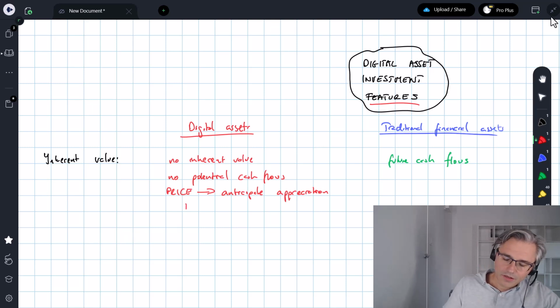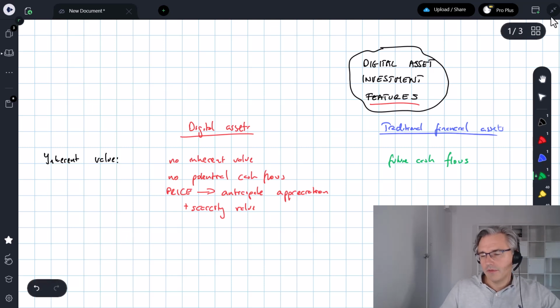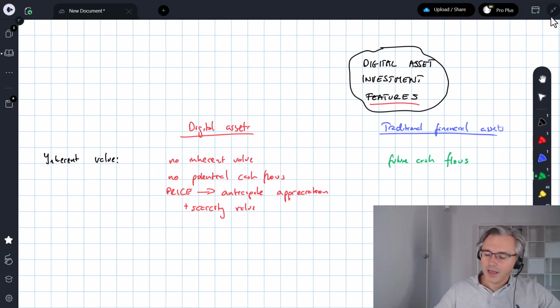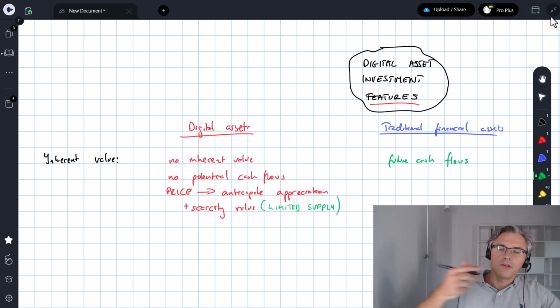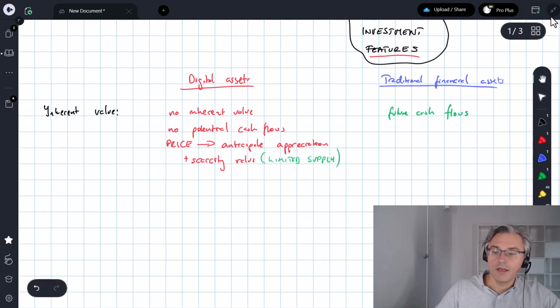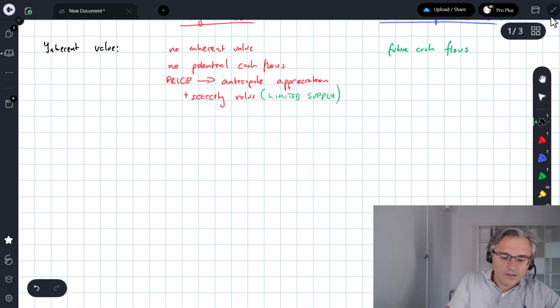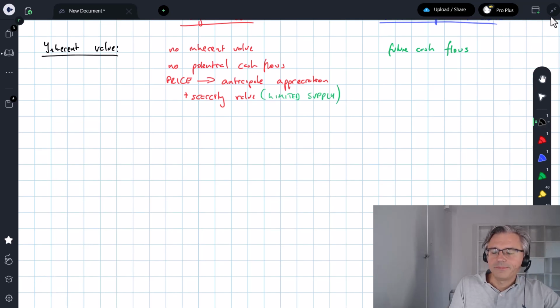And there is also something called scarcity value, which is due to the fact that many cryptocurrencies have an inbuilt limit as to their supply. So limited supply, there will not be more than so and so many Bitcoin ever created. That's scarcity value. Okay, so this is the first dimension.